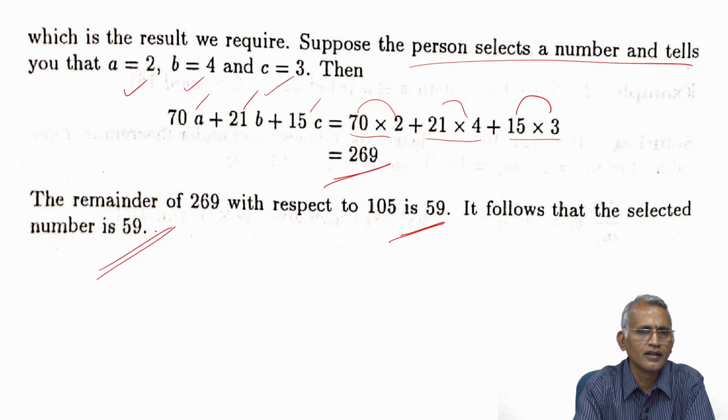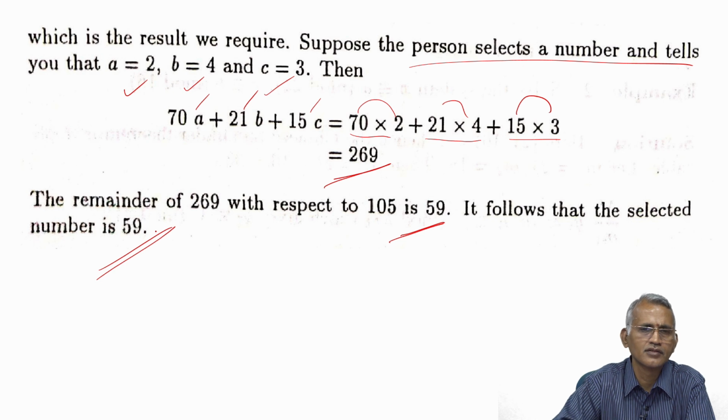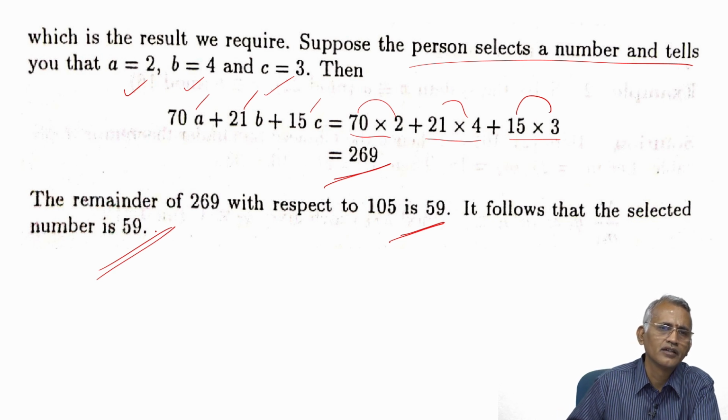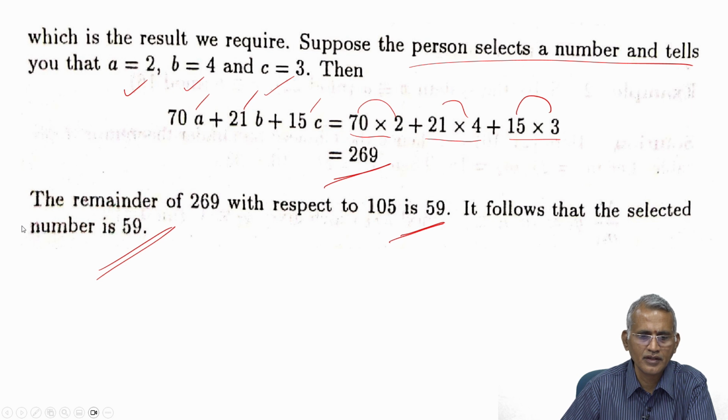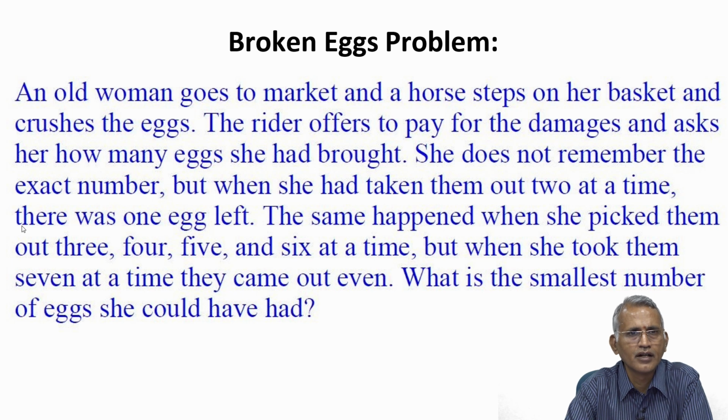So, this is interesting, and we can easily calculate if a system of simultaneous linear congruences comes, how to calculate the values of x. Next, we will go to one example, called the broken eggs problem. Very interesting. First listen to the theory and understand the theory, and how it is converted into a problem.